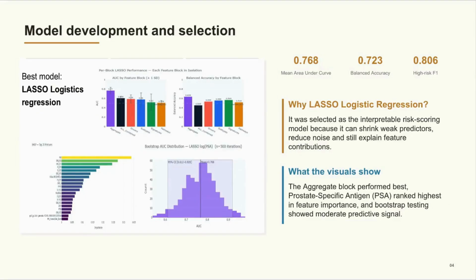Then we ended up choosing the best model, which was LASSO logistic regression, with a mean area under the curve of 0.768 and a balanced accuracy of 0.723. And we tested it per block, and we see that the aggregate did best, better than the other blocks, and PSA ranked highest in feature importance, and bootstrap testing also shows moderate predictive signals. Thank you.